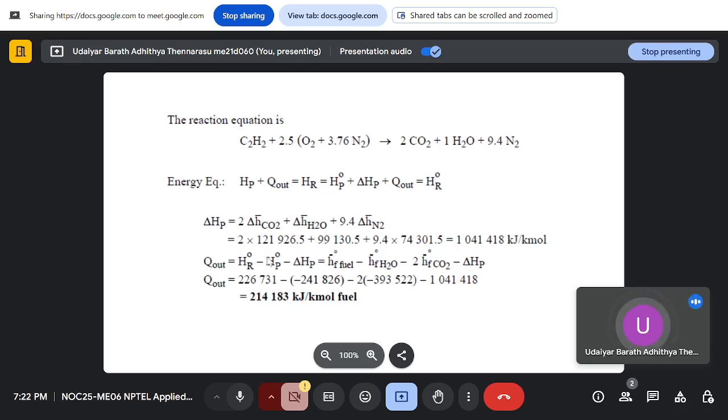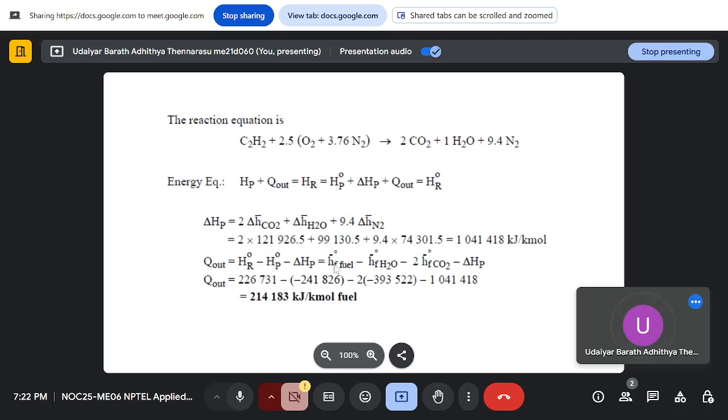So the enthalpy change of the product is from T0 to 2500. So substituting the values from the table, this is what you get for CO2, 121926.5, and similarly for water and nitrogen. So you get 1041418 kilojoule per kilomole, and so Q out will be the difference between the reactants and product values.